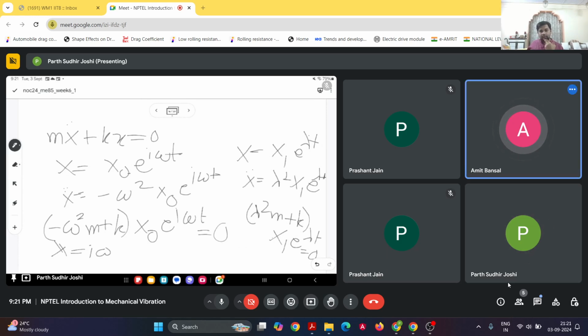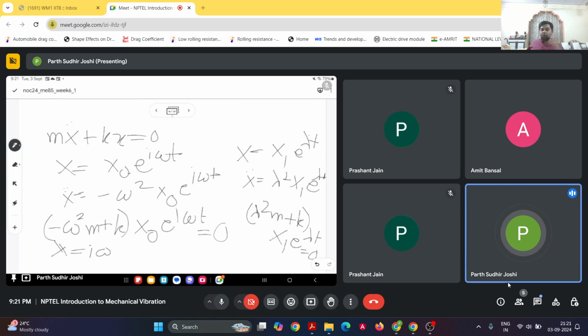Yes, sir, from the last equation. If you substitute lambda is equal to I omega, you will get back this same thing. Now from this we know that omega square is equal to k by m is the natural frequency, right?